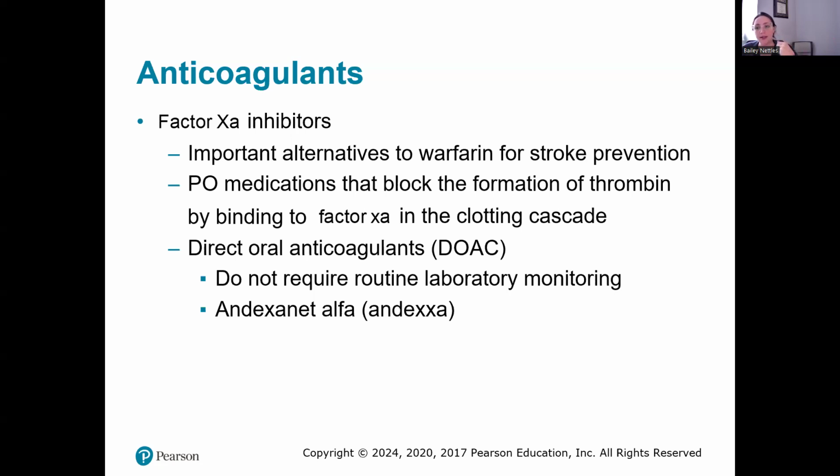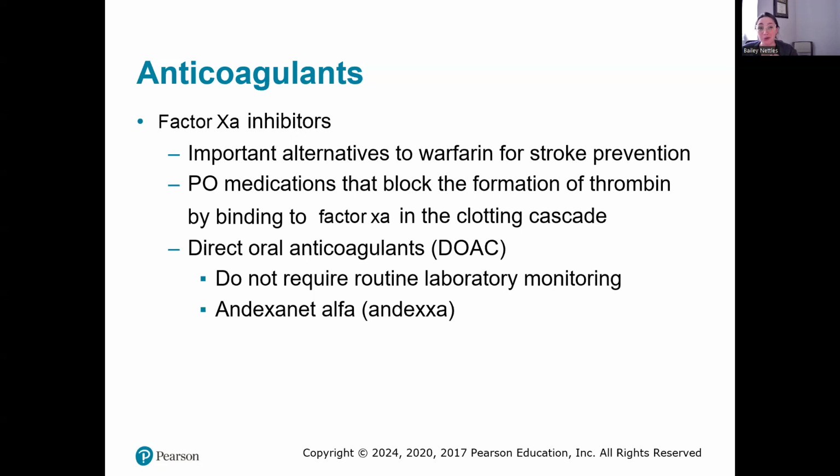It's a PO medication that blocks the formation of thrombin by binding to the factor 10 in the clotting cascade, what we just said. It's oral only. It does not require routine monitoring. The antidote is the Andexxa. I'm not going to try to say that.